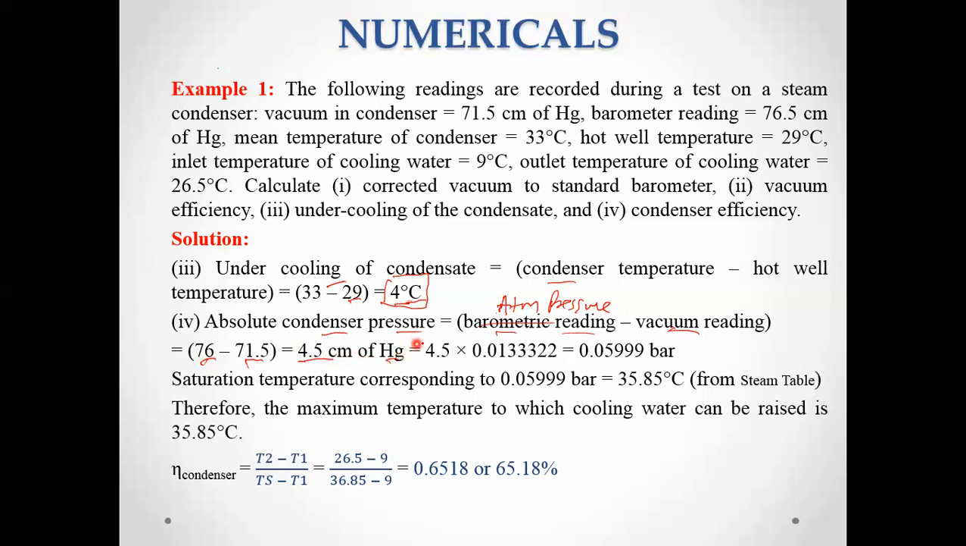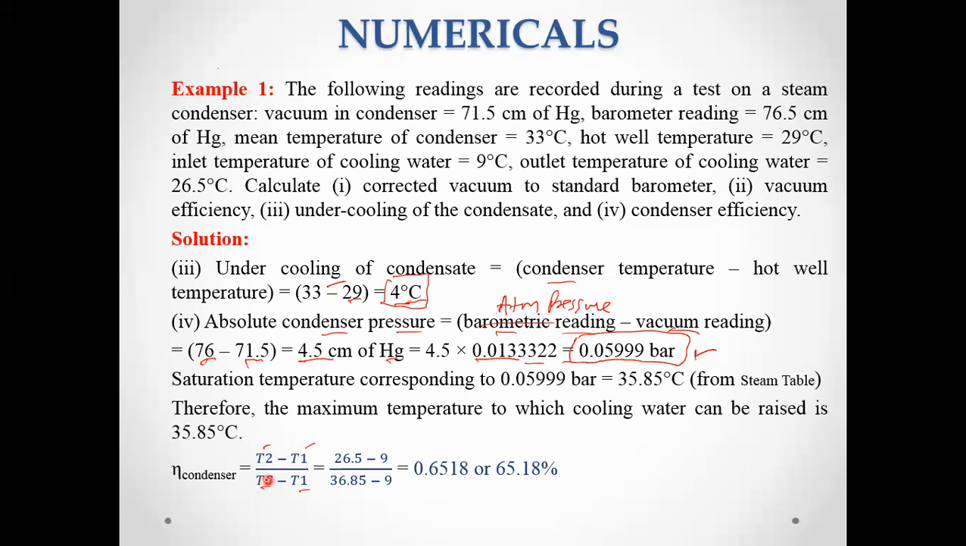To convert Hg to bar, we will multiply by 0.013322. So we will get 0.05999 bar. The condenser efficiency formula is T2 minus T1 divided by Ts minus T1. T2 is the outlet temperature of the condenser, T1 is the inlet temperature of the condenser, and Ts is the saturation temperature.